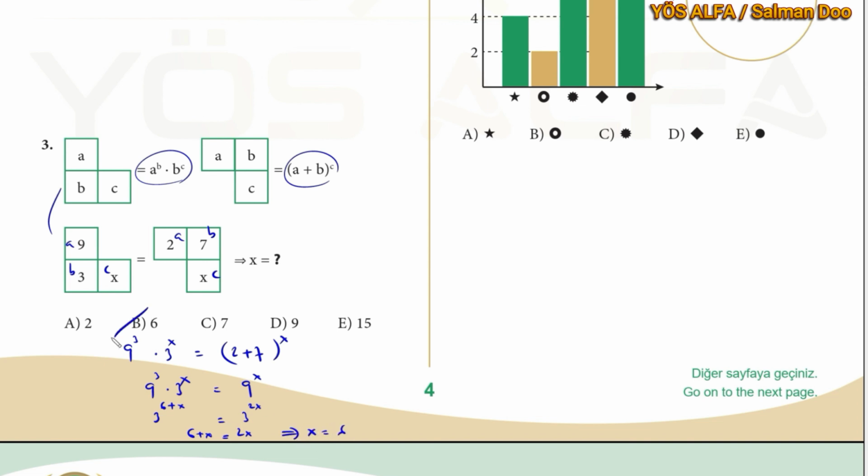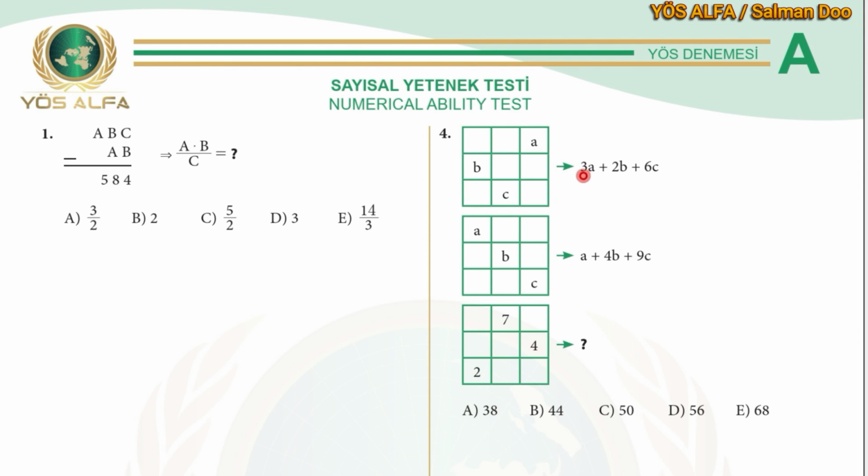The answer is B. A table is given, and for it there is an expression 3a plus 2b plus 6c. We need to find the relation between the given expression and the table. So let's start with the coefficients. Here the coefficient of a is 3, and in the second table we have the coefficient of a as 1. So we have 1 here, we have 3 there. So looks like it's going this way.